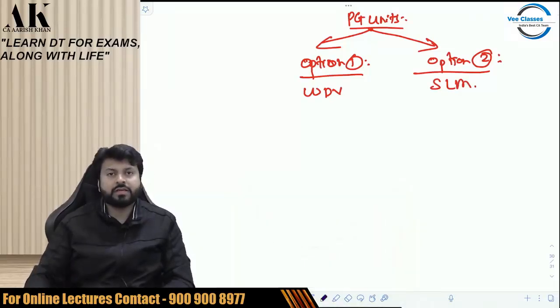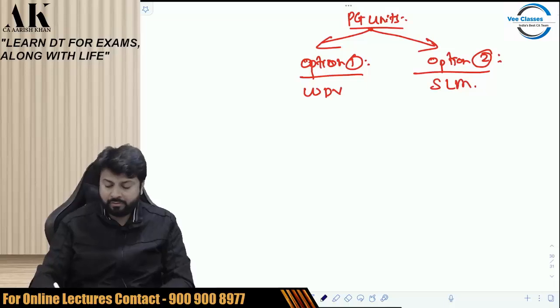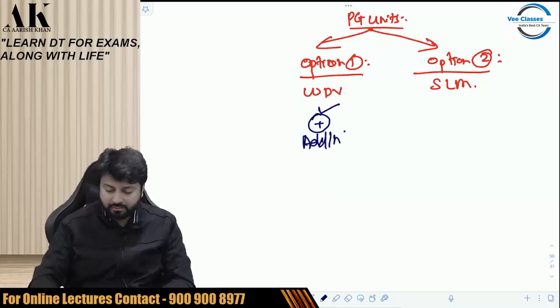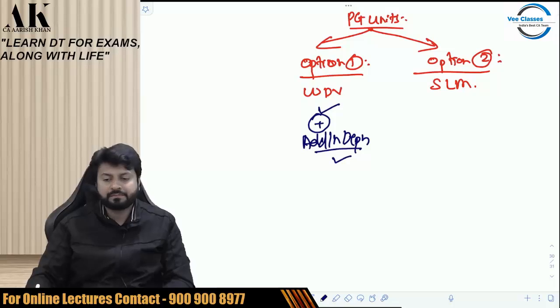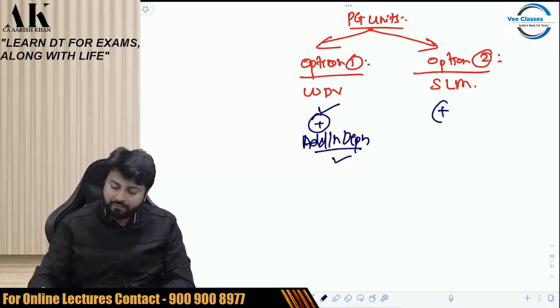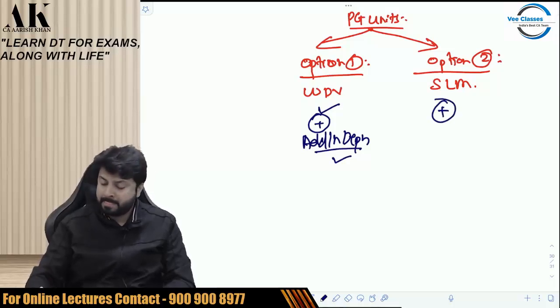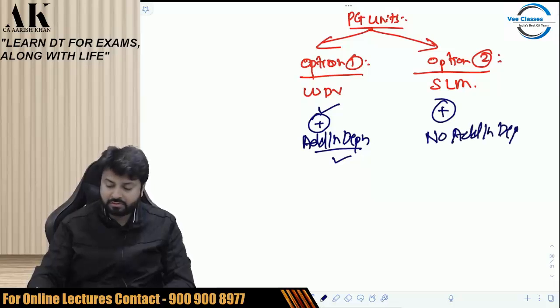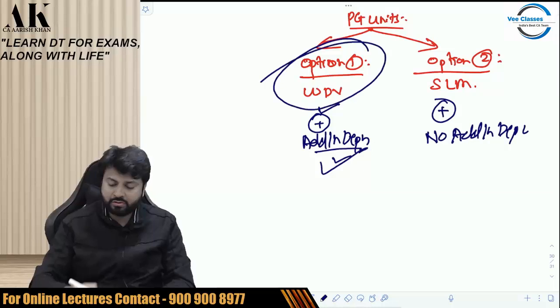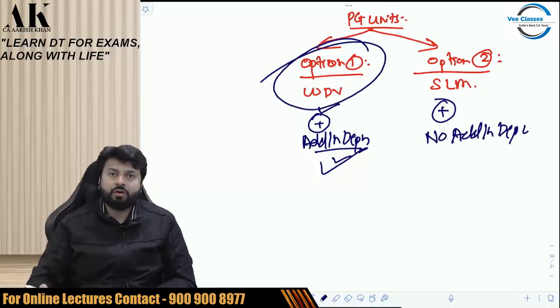But both options have some pros and cons. If you go for the WDV option, then you can also get additional depreciation if you fulfill the conditions of additional depreciation. But if you go for SLM, then no additional depreciation. Additional depreciation is only available to those assessees who go for WDV and not for SLM.